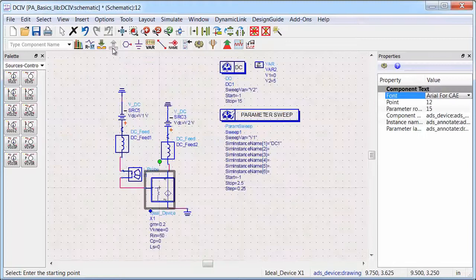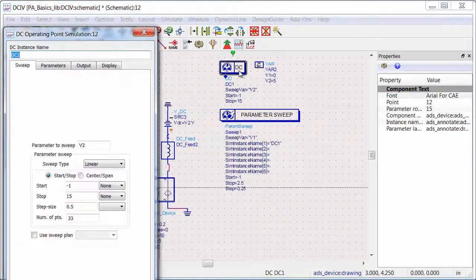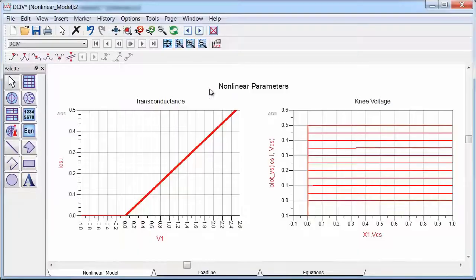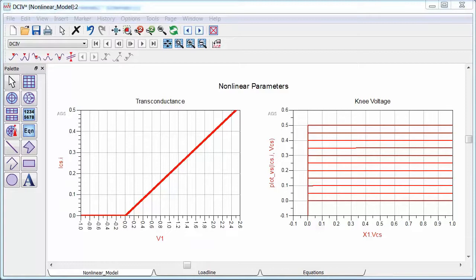But for now, I'll just run a DC simulation on the ideal device, and I'll sweep both the input and output voltages. From that, we can actually observe the large signal nature of the model. And this is the exact set of characteristics that I was looking for. So we have a perfectly rectified transconductance and a flat set of output curves which turns on at 0.